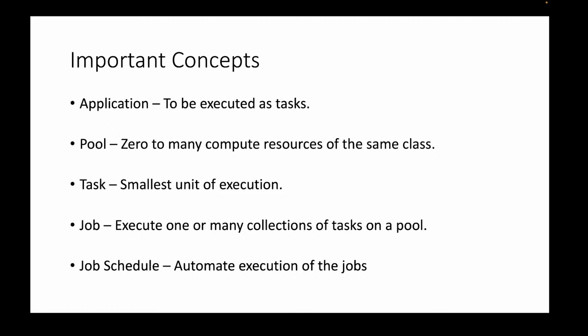A task is like we have the application here, so you can run that application, and running that application is like a single task. That's basically the smallest unit of execution, just like a mole in chemistry. And then you have jobs. A job is like a collection of tasks. You can have multiple jobs. You can even have tasks running multiple jobs, or it can be vice versa.